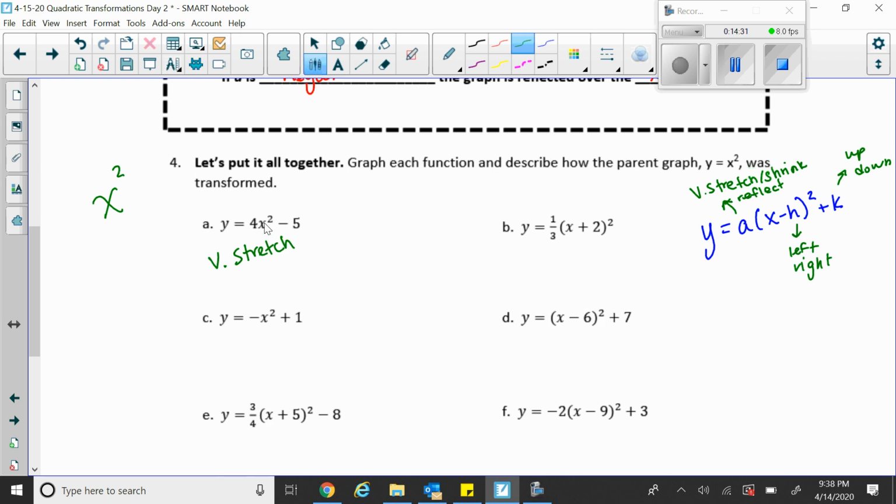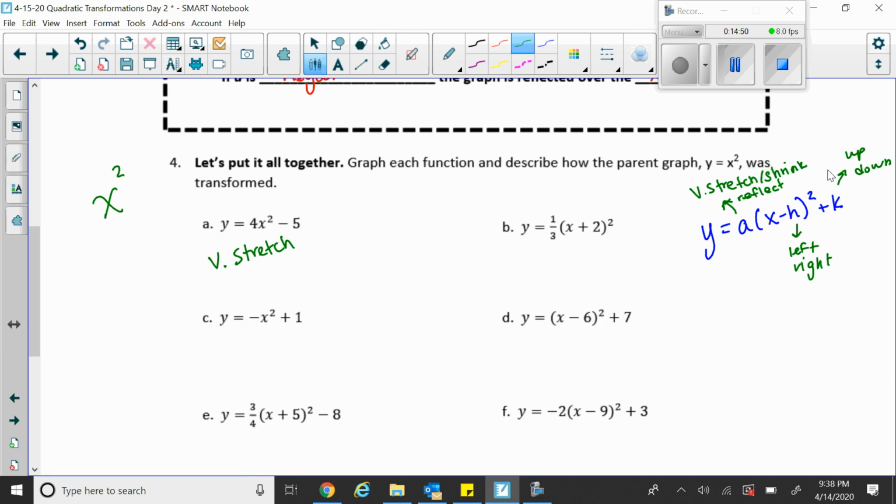That's what the 4 does. Now, let's look at this minus 5. So this is subtracted, and you've got to ask yourself, is it inside the parentheses or is it not? Well, this doesn't have any parentheses, so obviously it's not inside the parentheses. So it can't be an H. So that means it has to be a K.